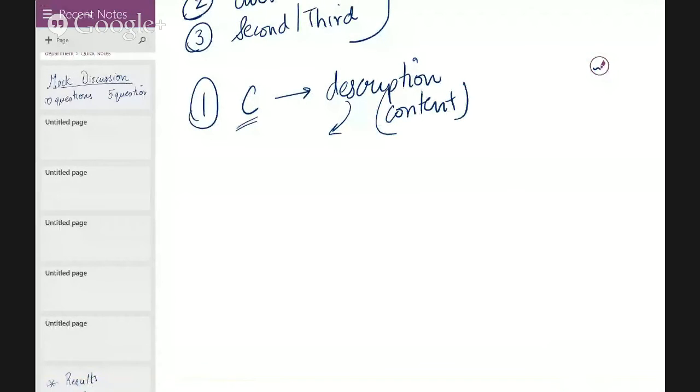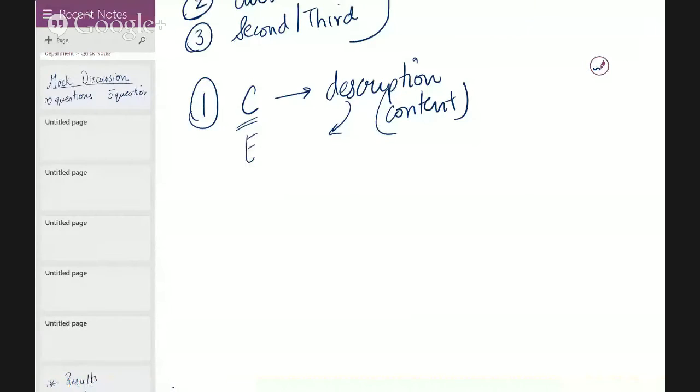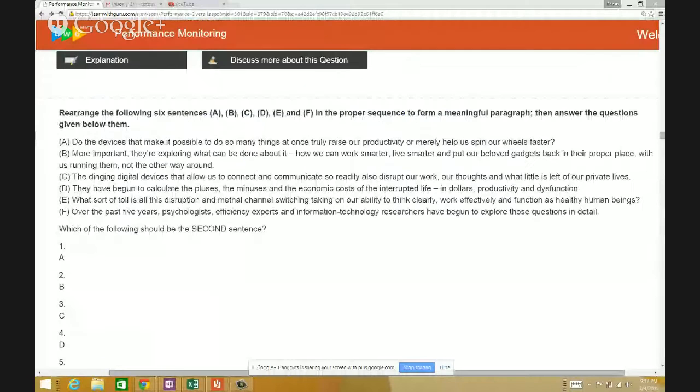The content is about how it disrupts work and effective function, which is productivity in a way, but the ability to think clearly should be challenged. Disrupts our work, our thoughts, and what is little left. If so, it should have a continuation. What sort of toll is all this disruption, mental challenge, switching, taking on our ability to think clearly? So I think E is perfectly fine because it reinforces the entire idea. Now you tell me what will be the third sentence.